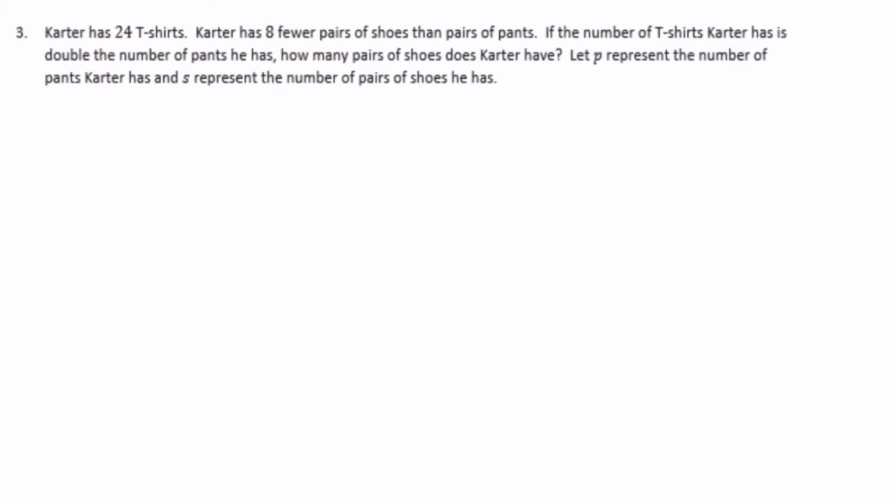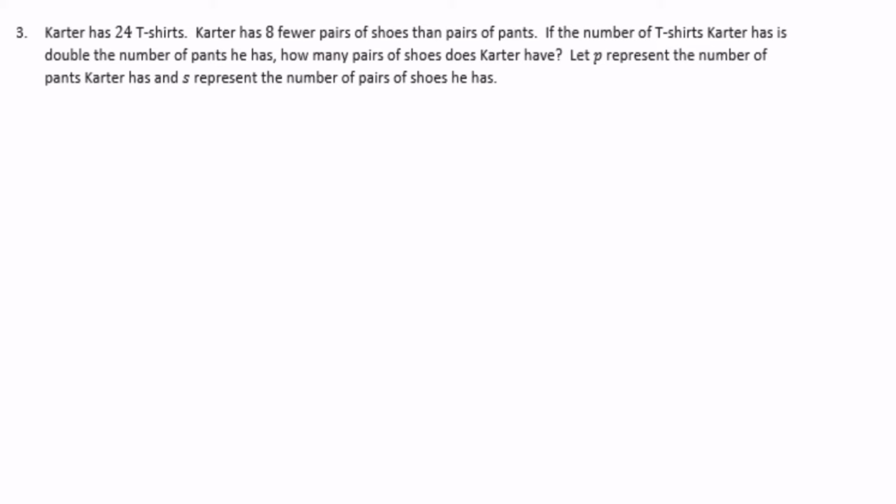Number 3. Carter has 24 t-shirts. Carter has 8 fewer pairs of shoes than pairs of pants. If the number of t-shirts Carter has is double the number of pants he has, how many pairs of shoes does Carter have? Let P represent the number of pants Carter has, and S represent the number of pairs of shoes he has.